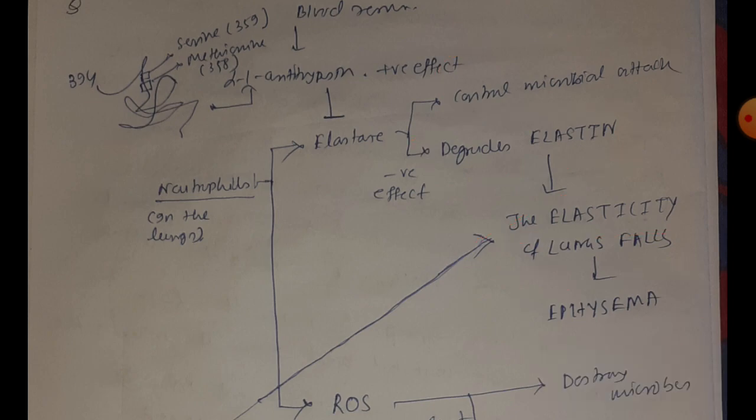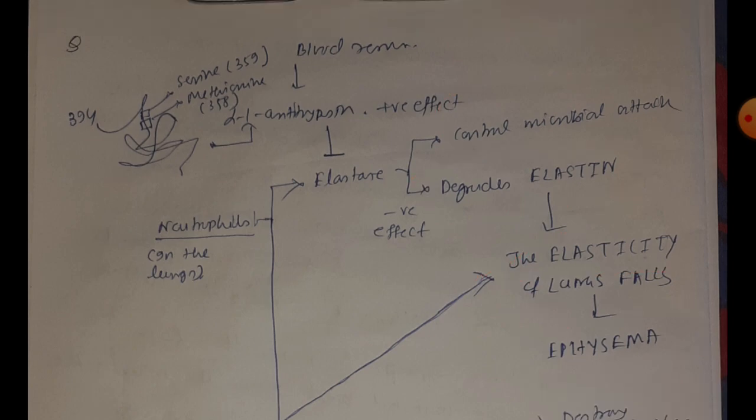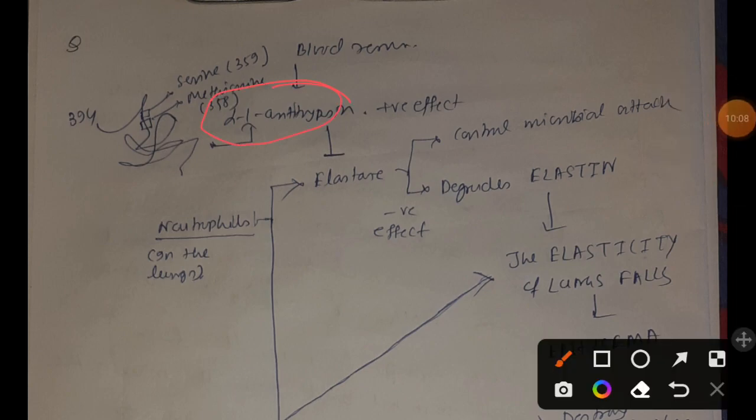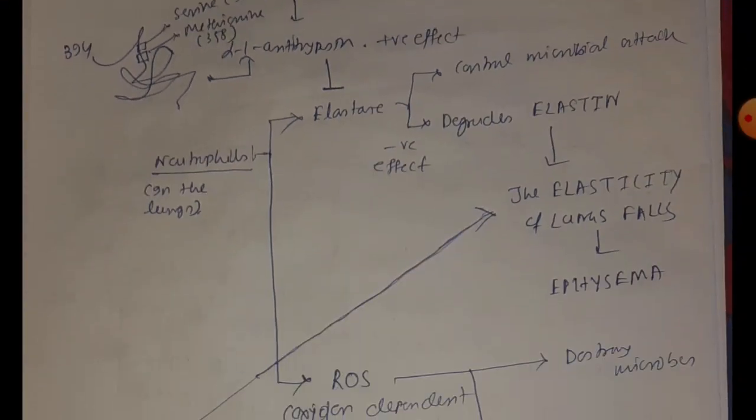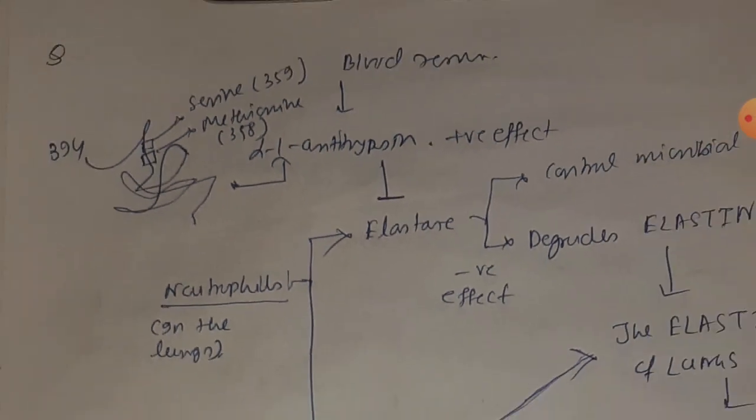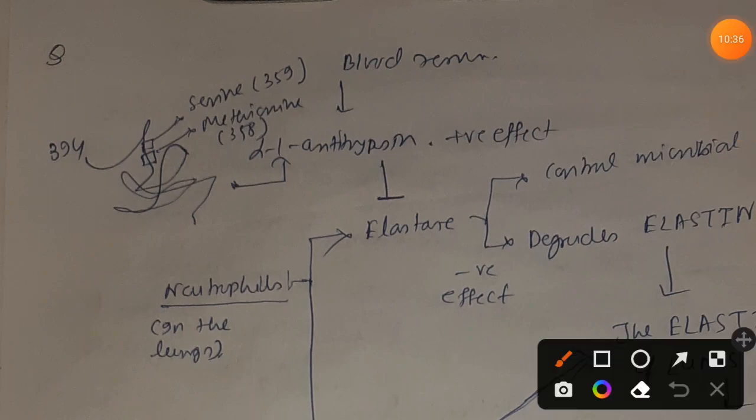Although our body has a counter defense mechanism for that. That is, in the blood serum, it possesses an enzyme called alpha 1 antitrypsin, a 394 amino acid containing protein which has a methionine in the 358 position and a serine in the 359 position, okay, as you can see. So now, what is the idea? The idea is, when elastase controls the microbial attack, alpha 1 antitrypsin will simply inhibit the elastase.